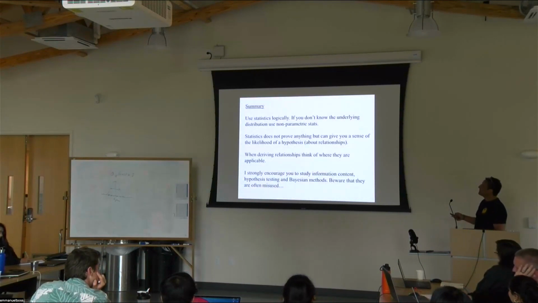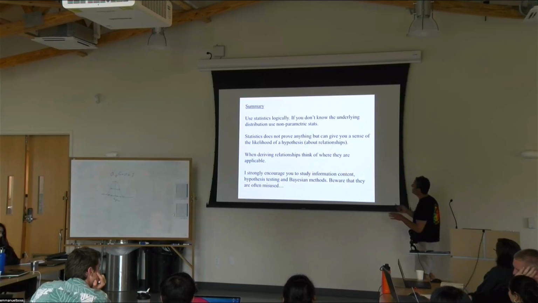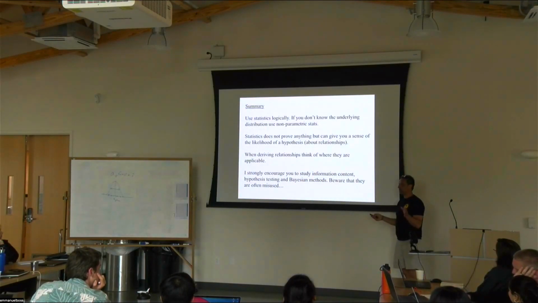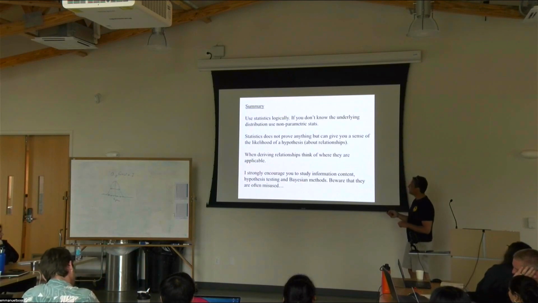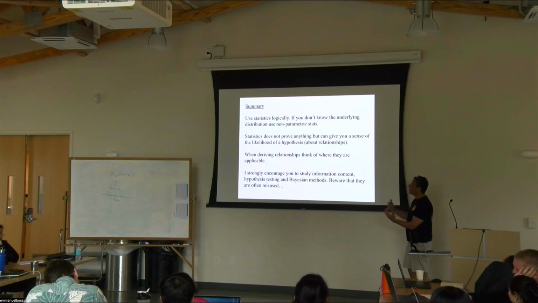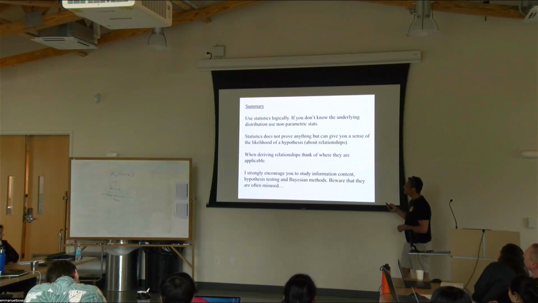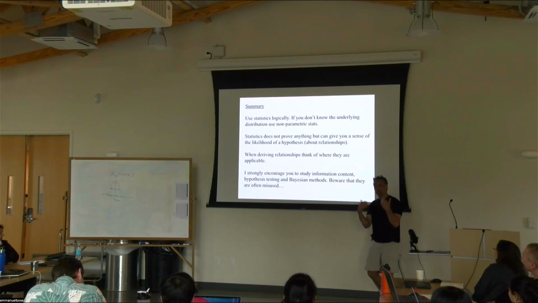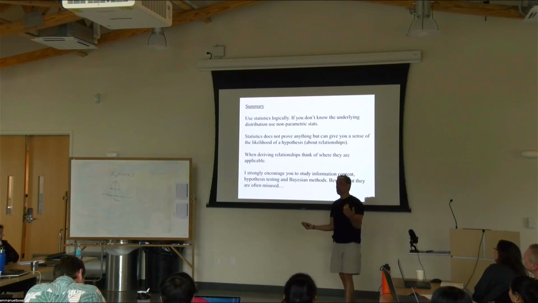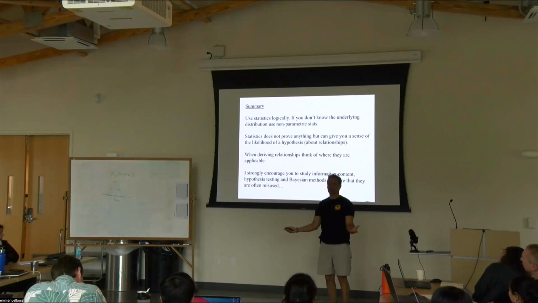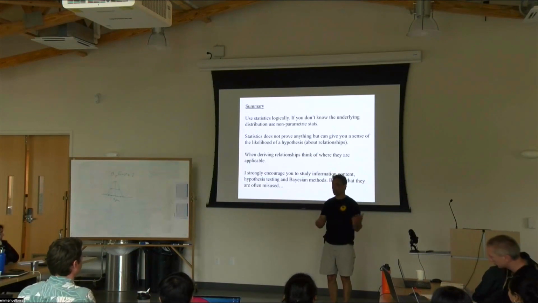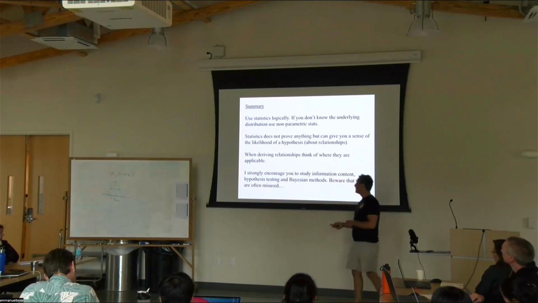So to summarize, use statistics logically. If you don't know the underlying distribution, use non-parametric stats. Everybody understands what they are. They don't prove anything, but they can give you a sense of the likelihood of a hypothesis about relationships. When you derive relationships, think about where they are applicable. Think about where in the globe they are likely to work, particularly if you're trying to produce a global algorithm that was not tested in most of the globe.